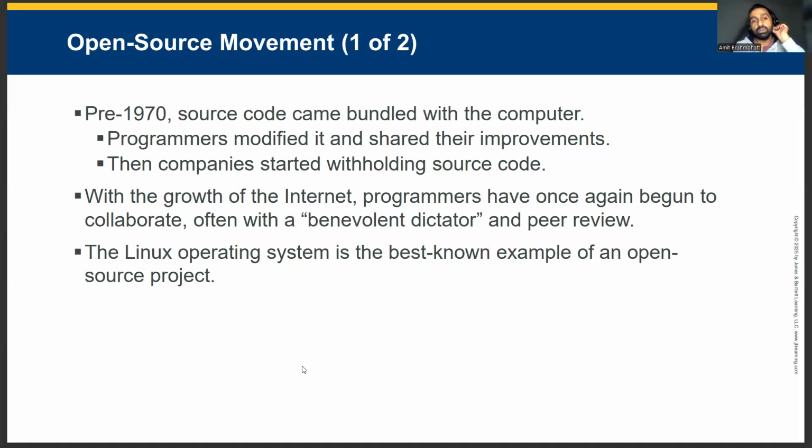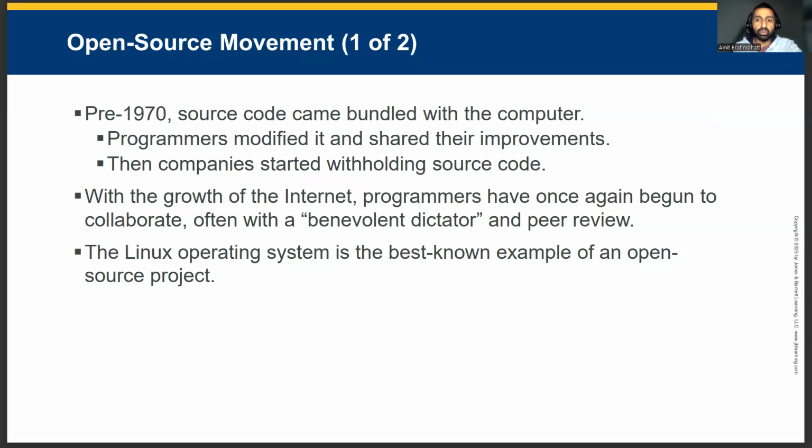Open source movement. Here's a brief history of the open source movement. Before the 70s, source code was typically distributed with computers and programmers freely modified and shared improvements. As the software industry matured, companies began withholding the source code to protect proprietary products.